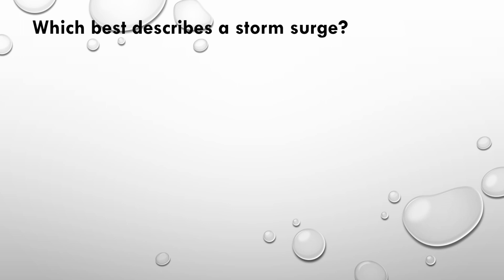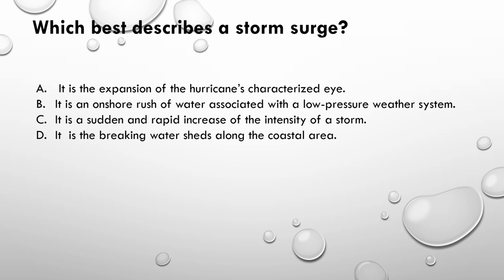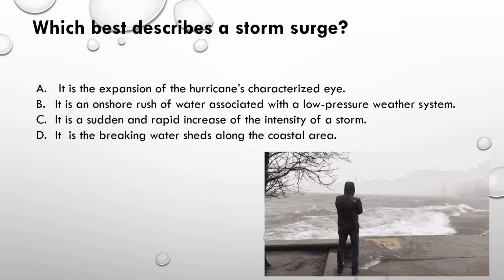Which best describes a storm surge? A. It is the expansion of the hurricane's characterized eye. B. It is an onshore rush of water associated with a low-pressure weather system. C. It is a sudden and rapid increase of the intensity of a storm. D. It is the breaking watersheds along coastal area. The answer is letter B.